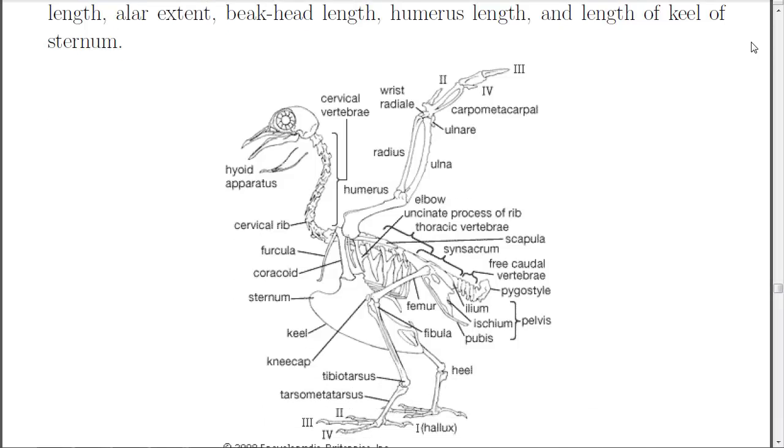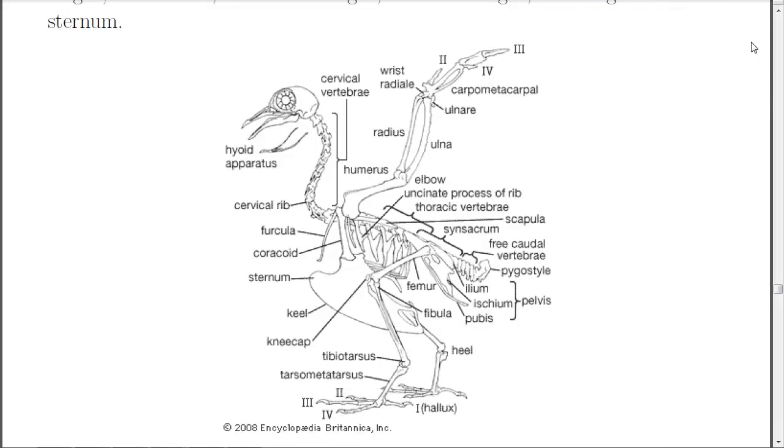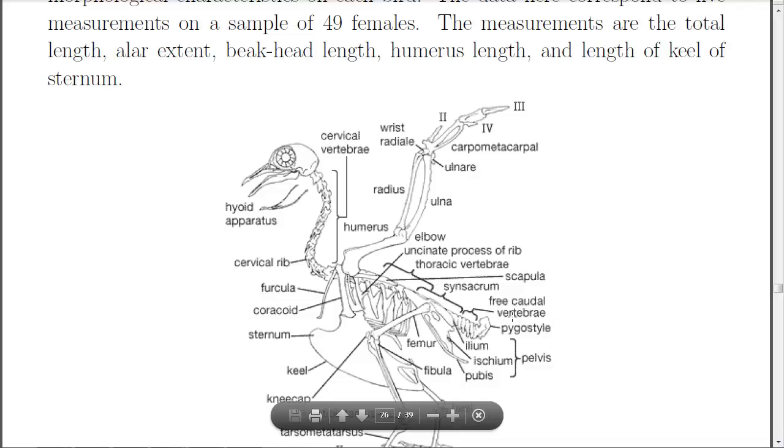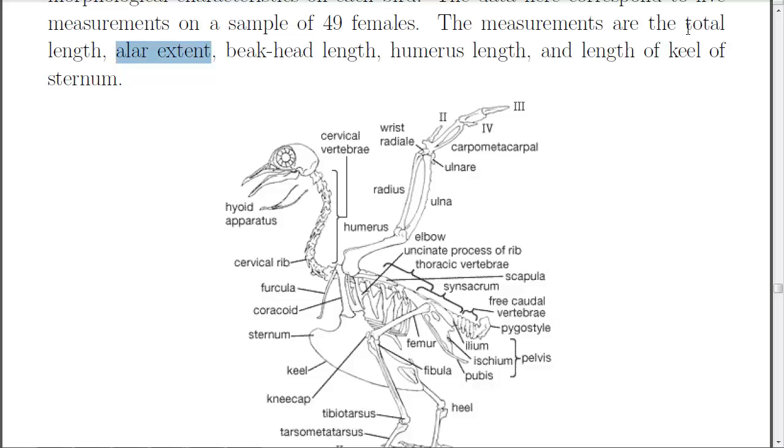So here's an image of a skeleton of a bird, and these are the measurements that were taken. The total length, which is basically if you stretch a bird out from the tip of its beak to the tip of its tail, and probably in terms here of the skeleton, the tip of the pubis, I think, or maybe the pygostyle. I don't know exactly where they take that measurement from. Okay, so we have total length from nose to rear.